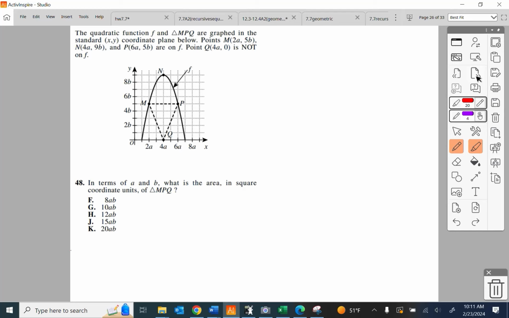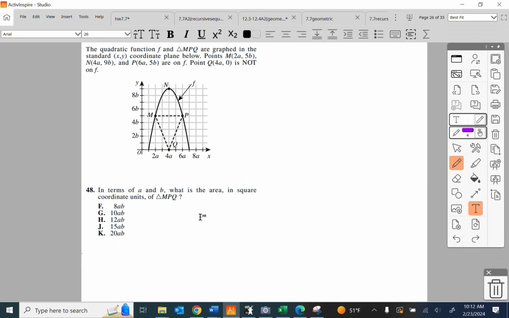All right, the next 4, I think, are all related to this graph. The quadratic function f and triangle NPQ are graphed in a standard xy coordinate plane below. Points M, which is at (2a, 5b), N, which is at (4a, 9b), and P, which is at (6a, 5b), are on function f. Point Q, which is (4a, 0), is not. In terms of a and b, what is the area in square coordinate units of triangle NPQ?